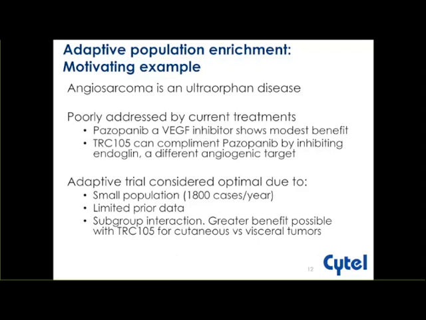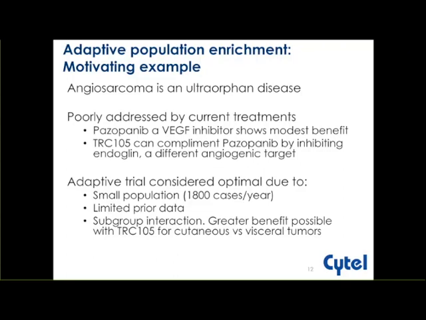a different antiangiogenic target. An adaptive trial is considered to be optimal for this type of case because this refers to a small population. We have about 1,800 cases a year. We have limited prior data. And for this particular case, there seems to be subgroup interaction because there appears to be a greater benefit possible for the addition of TRC105 to pazopanib for cutaneous versus visceral tumors.